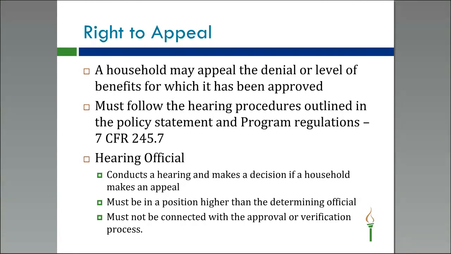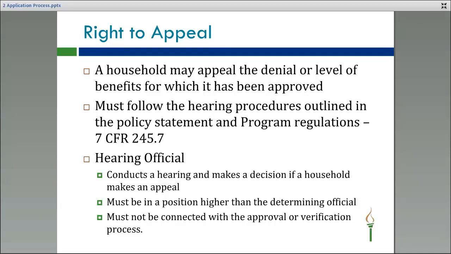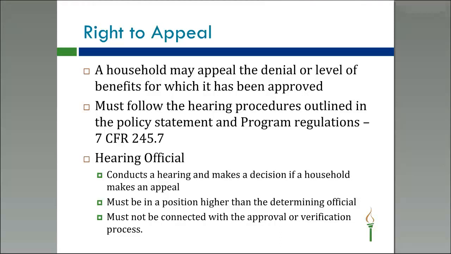The household has the right to appeal the denial or the level of benefits. The hearing official would conduct a hearing. They must be in a position higher than the determining official, and they must not be connected with the approval or verification process. During an appeal, the LEA must continue to provide the benefits, and they may continue to claim those meals for reimbursement.